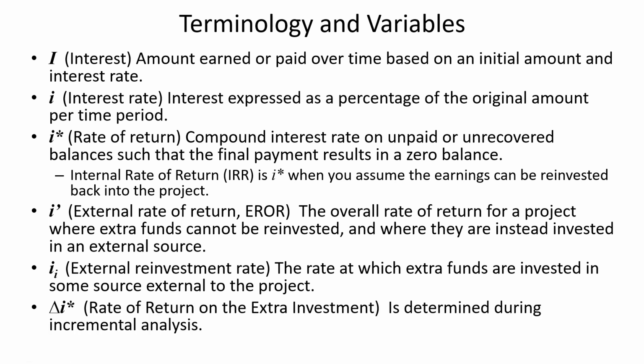Now, finally, delta i star is the rate of return on the increment. Delta means difference between two options, between option A and option B, between the less expensive option and the more expensive option. So if we want to find out what's the rate of return on the difference in cost and the difference in revenue, then that's delta i star. Okay, so these are all terms, definitions, and variables that you should know and commit to memory. Any questions about these or the underlying concepts?